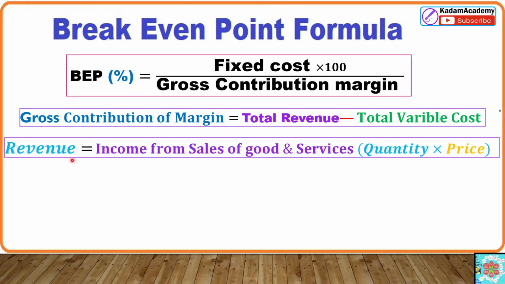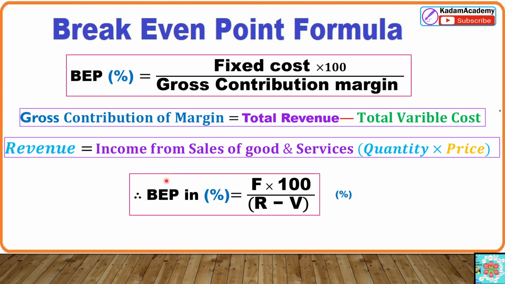So how to calculate the revenue? Total revenue is income from sales of goods, or in the service industry, income from the service, into, inside the bracket, quantity into price. So that is the calculation for the revenue. And this BEP in percentage, we can calculate as F into 100 upon R minus V. That means the gross contribution margin, this total revenue minus total variable cost. The total variable cost we can also calculate. For this, you can watch the video on elements of cost.